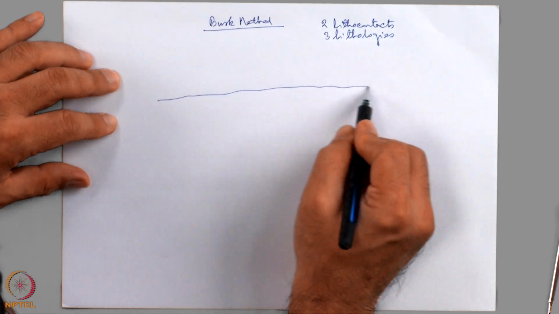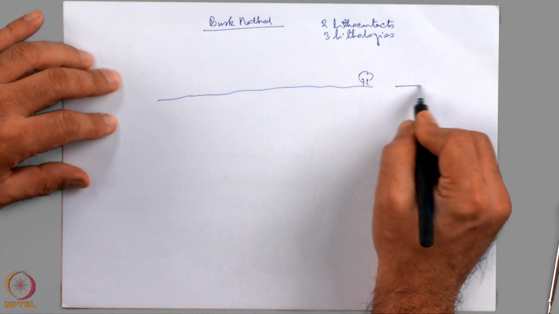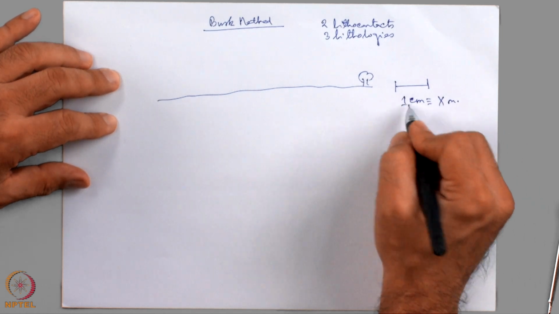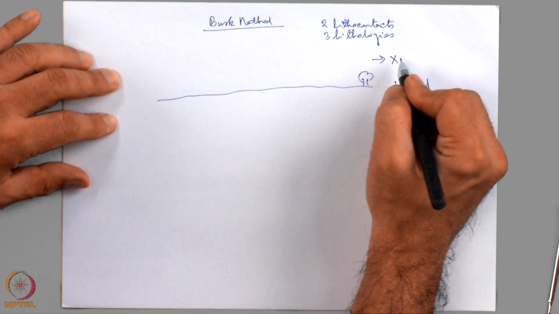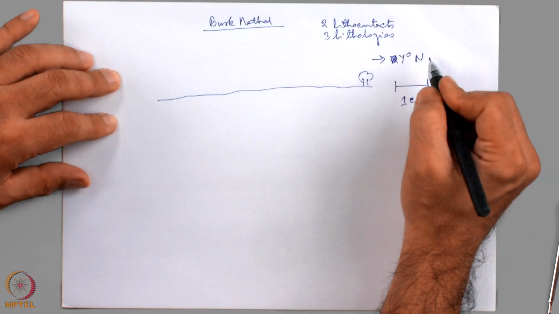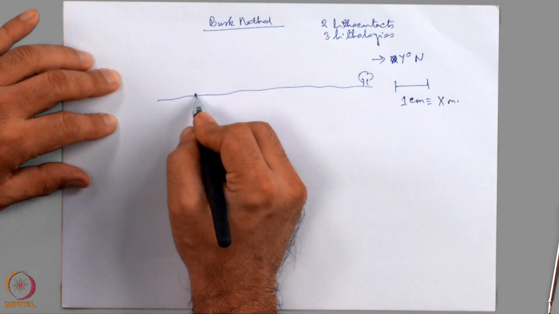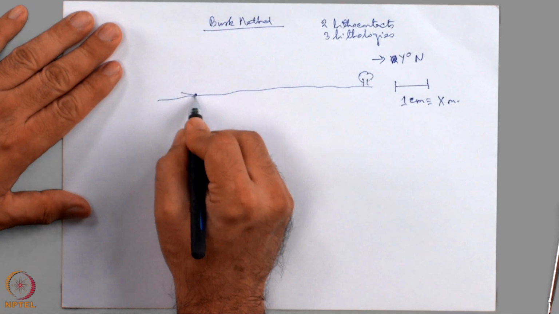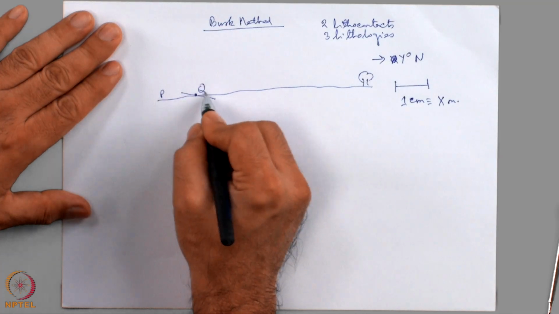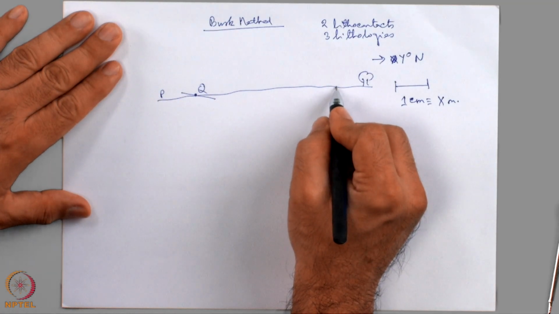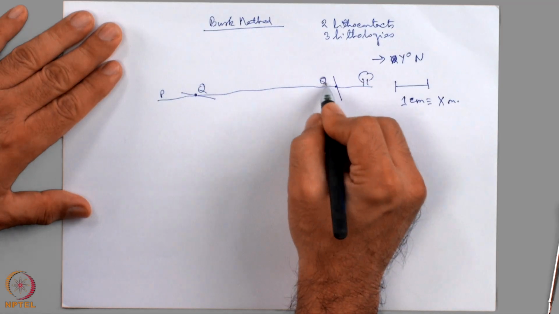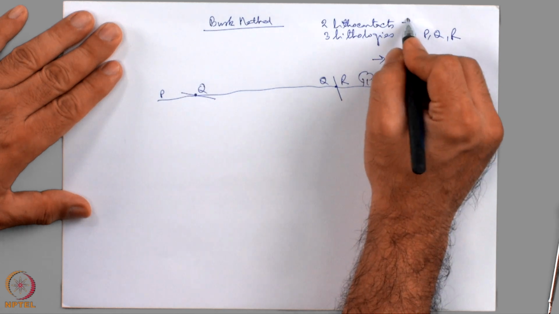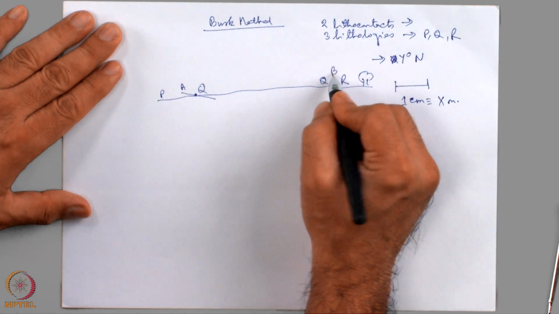Say this is the ground surface, some scale is there, some geographic direction is there. At this point, the structural geologist has noted a lithological contact between lithology P and Q, and moving ahead he has found the lithological contact here between Q and R. So, there are 3 lithologies P, Q and R, and there are 2 litho contacts A and B.